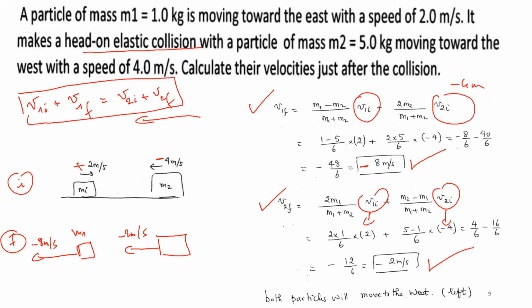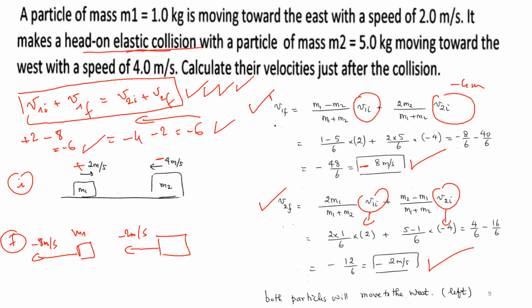Look at V1 initial. V1 initial is plus 2. V1 final is minus 8. So you see it's equal to minus 6. What about V2 initial? V2 initial is minus 4, and V2 final is minus 2. And you see it's equal to minus 6. And this is a good way to check if I got it right in a head-on elastic collision. Okay. This is just for your information. It's a good way to check if you have an elastic collision.